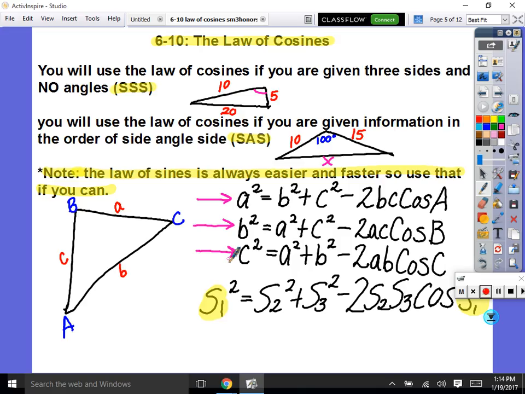So first of all, don't write it right now. I want to show you some things and then I'll give you time to write down the formula. So notice a couple things.